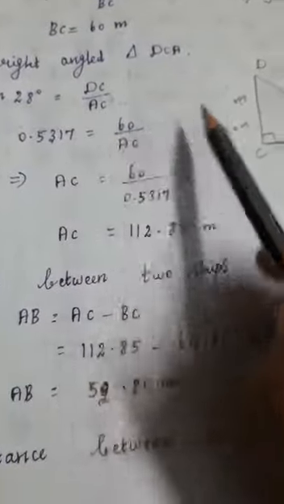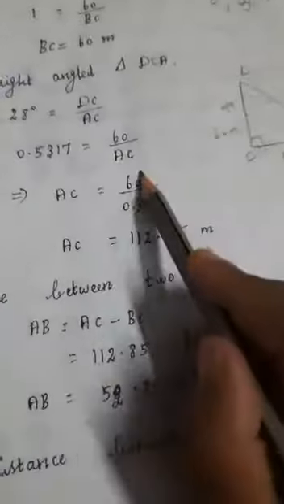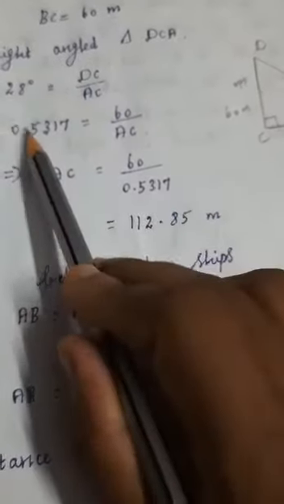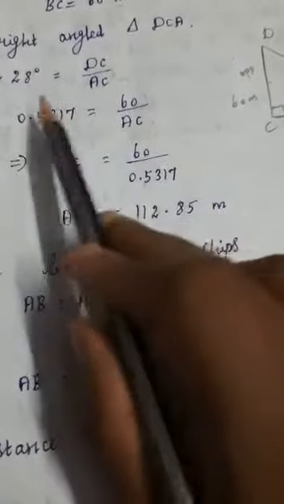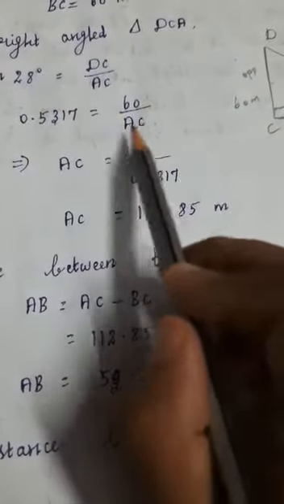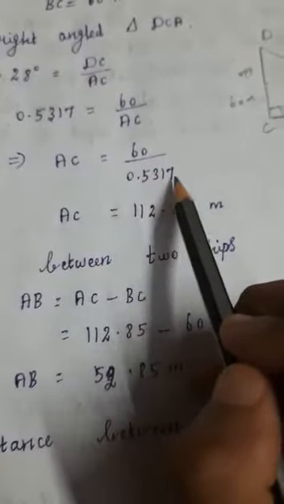Tan 28 degree value in our question itself they have given, that you have to apply. Tan 28 degree is equal to DC, you know that is 60, AC you don't know, so you can write AC. Then AC you can bring to this side, 0.5317 you can bring to this side. While you are transposing this multiplication to this side it will become division. So AC is equal to 60 divided by 0.5317.